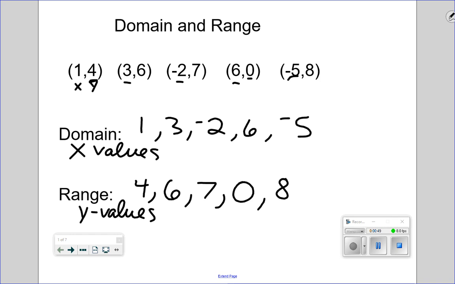And if you happen to have the same y written twice, like if you had 2 4s, you only need to list it once. So if you have doubles, don't write them twice, just write them one time. But that's all there is to it. Domain is the x's, range is the y's.